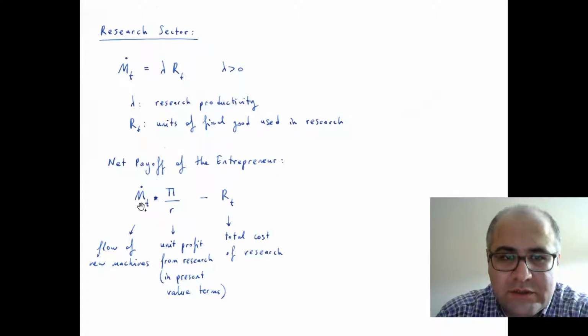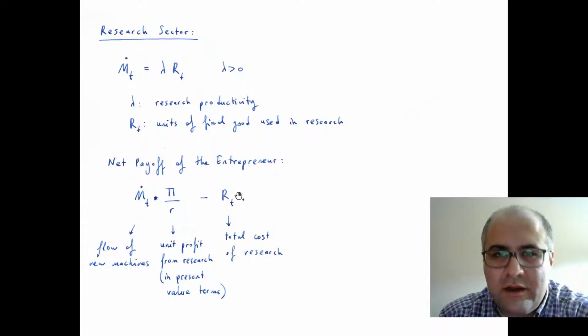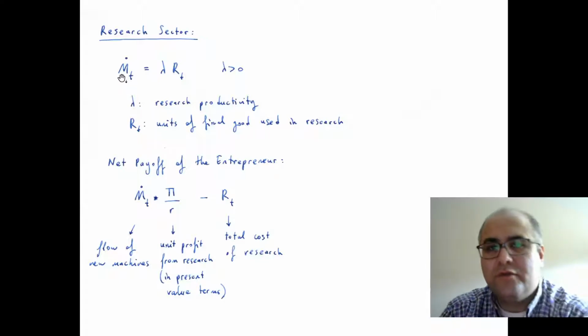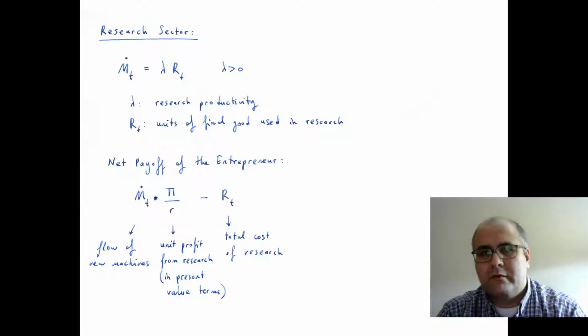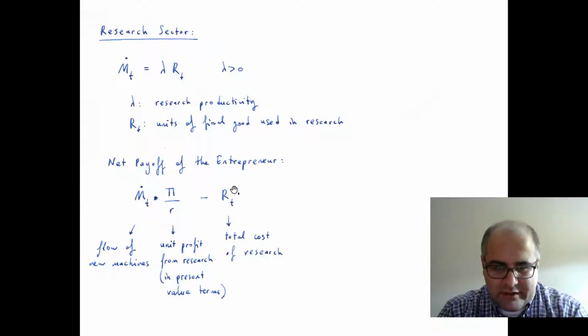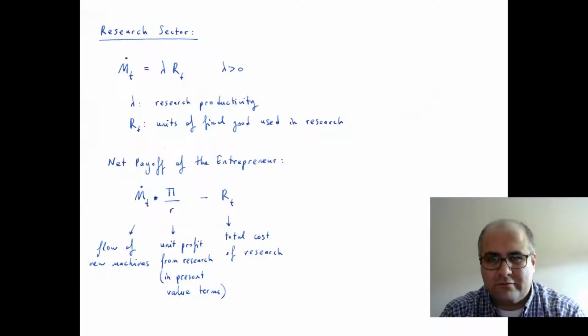So then each entrepreneur expects this future profit stream in present value terms for each machine they invent. And what's the total flow of new machines? This is m dot t as we defined here. And what is the total cost of research? It is R. R units are spent to invent m dot t new machines. So this is the net payoff term that these entrepreneurs would try to maximize. And again, this is with free entry and under perfect competition.